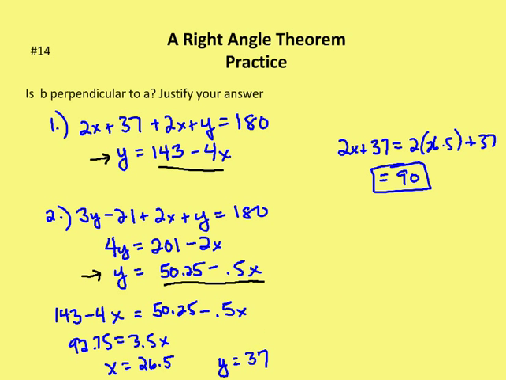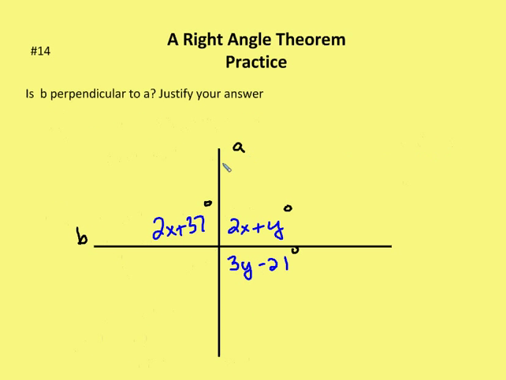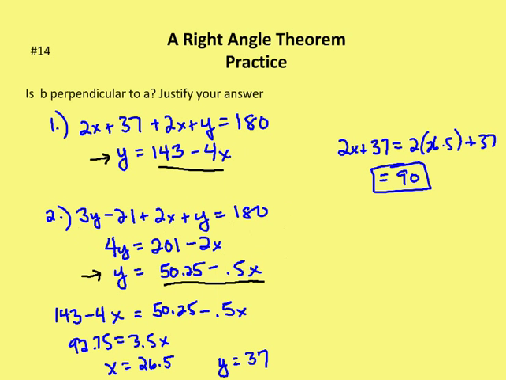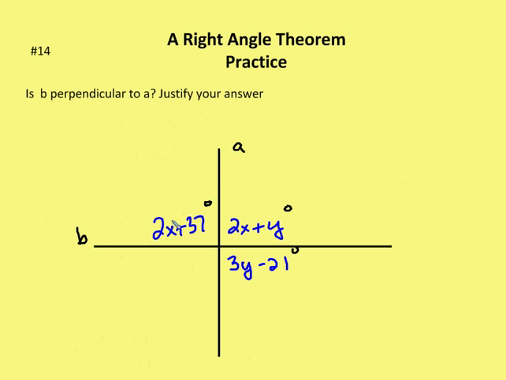Now, I can go back to my original equation and figure out what any of the angles are. And in fact, let's take 2x plus 37. So if x is equal to 26.5 degrees, then I can figure out that 2x plus 37 is going to be equal to 90 degrees. So if this angle here is 90 degrees, then I know that this angle here, using the theorem that I just used, must also be 90 degrees. And then this angle here, because it's supplementary, is also going to be 90 degrees.